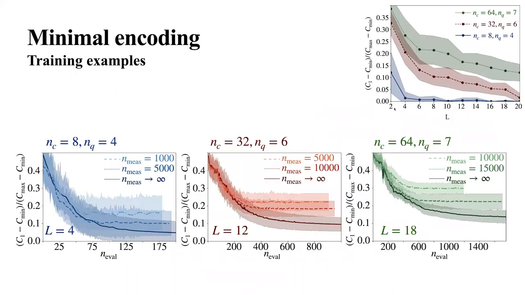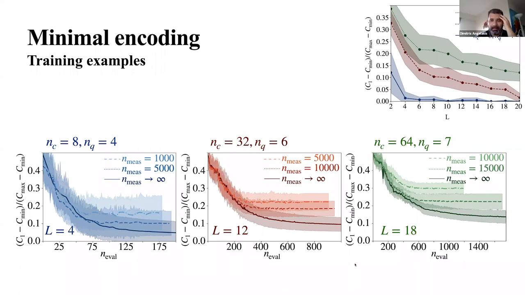If we look at one point here, for L equal 4, like 4 layers for the smallest problem, 12 layers and 18 layers for the others, I can show a different example of the training. This time we consider a more realistic setup where we have a finite number of measurements, so 1,000 measurements every time we look at the cost function, 5,000 and so on. And again, it scales the same: it's getting harder and harder to train as the problem size increases.